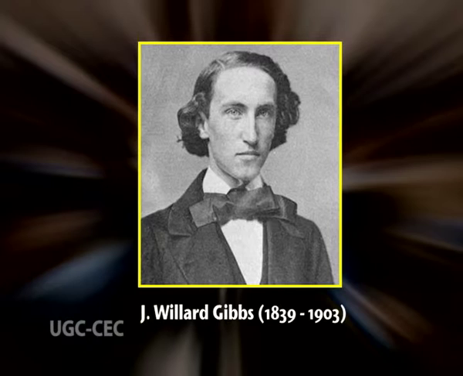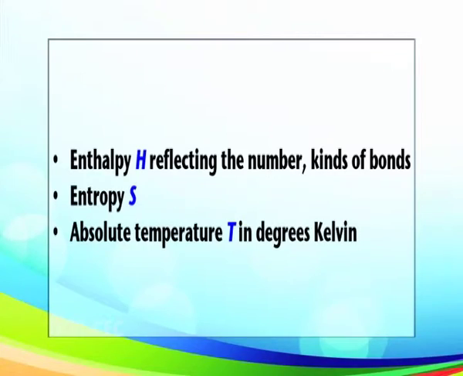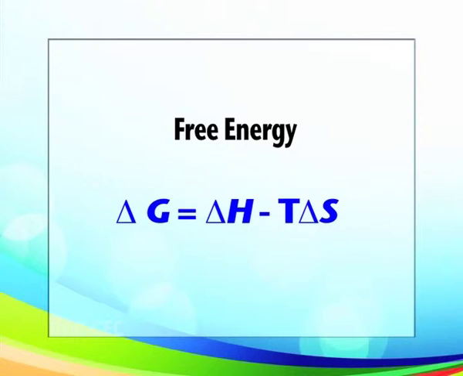J. Willard Gibbs, who developed the theory of energy change during chemical reactions, showed that the free energy content, that is G, of any closed system can be defined in terms of three quantities, which are the enthalpy, that is H, reflecting the number and kinds of bonds, second entropy, that is S, and the absolute temperature T in degrees Kelvin. Free energy is expressed by the equation delta G = delta H - T delta S.